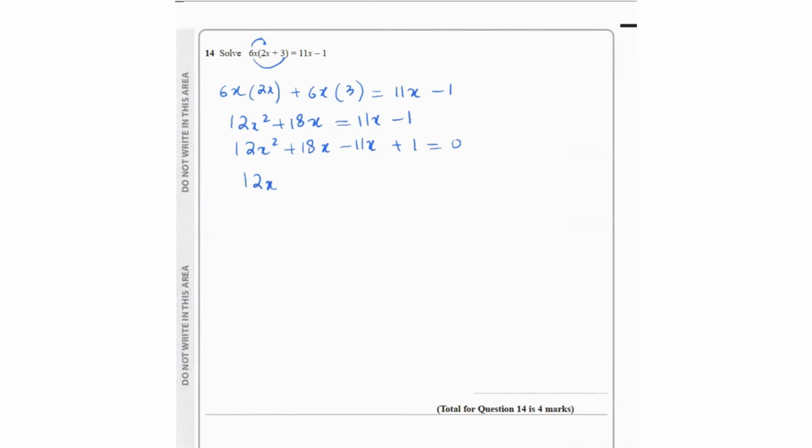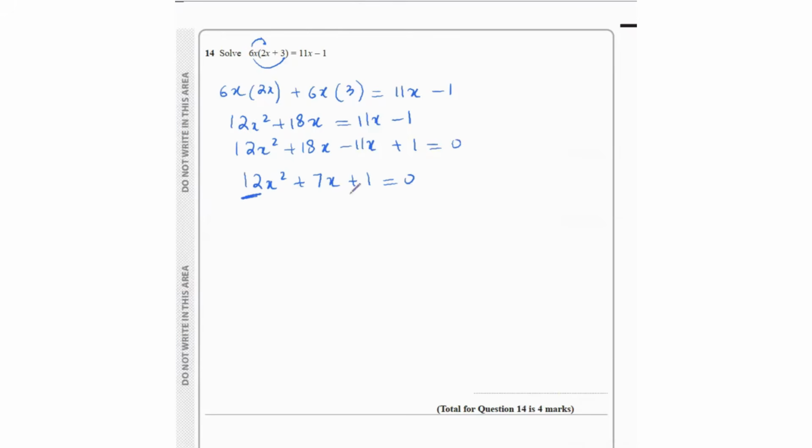That's 12x squared plus 7x plus 1. So now to solve this quadratic equation, you can use either the quadratic formula or middle term breakage, whichever is easy for you to understand. I'm going to use middle term breakage.